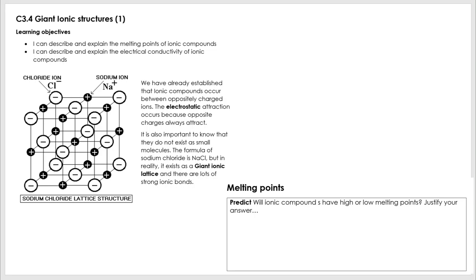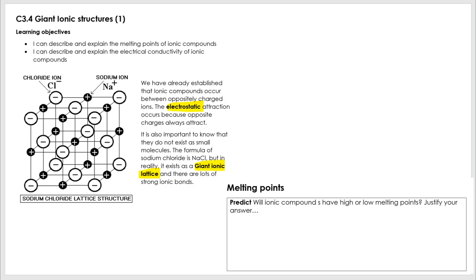So, going through, we can see the objectives here. I can describe and explain the melting points of ionic compounds and the electrical conductivity of ionic compounds. And there's a couple of words I am going to highlight here. We're talking in terms of electrostatic forces of attraction between oppositely charged ions, and we are talking about ionic compounds having a giant ionic lattice.